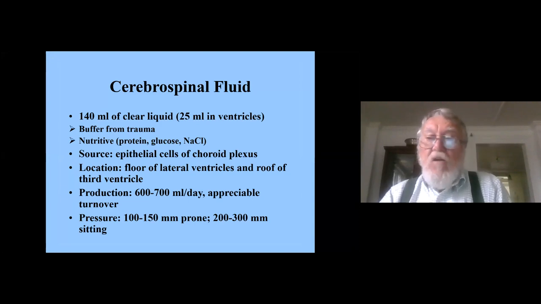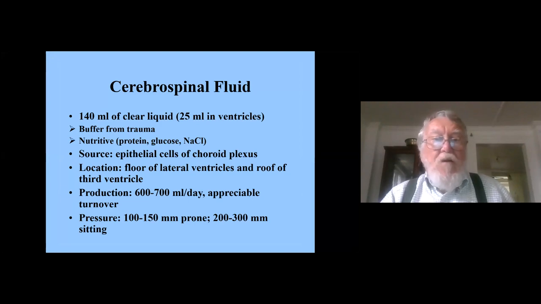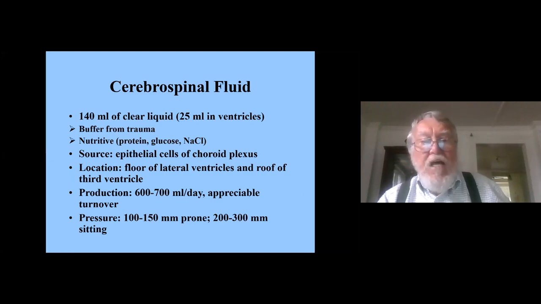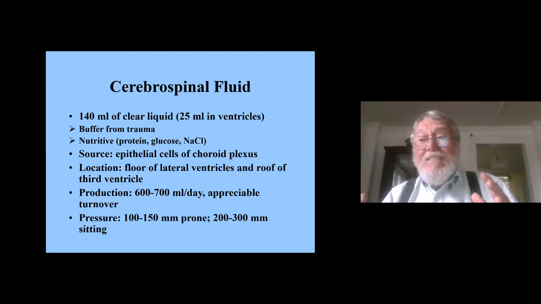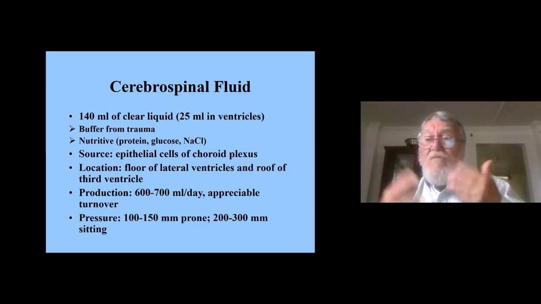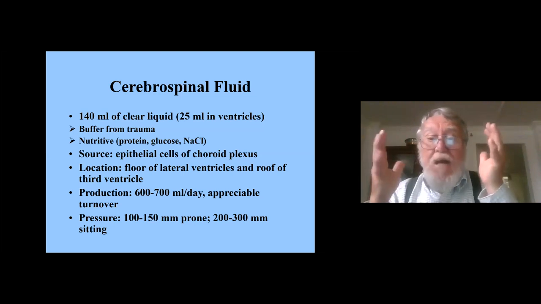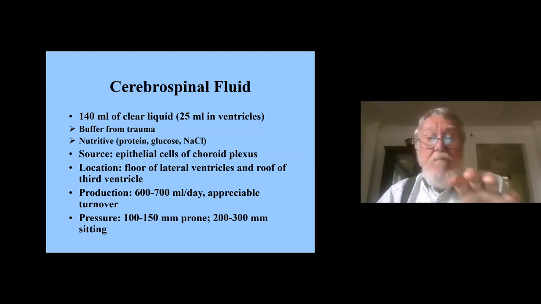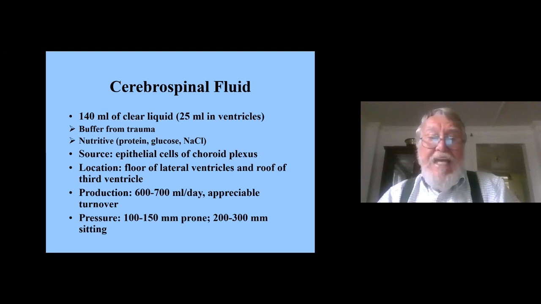All right. The major thing we want to talk about is cerebrospinal fluid, or CSF. Cerebrospinal fluid in an average brain is a total of about 140 milliliters of this clear liquid, and 25 milliliters are found in the ventricles. That means a vast majority of it is found outside of the ventricles, and we're going to see how it gets outside and exactly where it is. That remaining 115 ml is sitting in the subarachnoid space, and we'll see how it gets there.